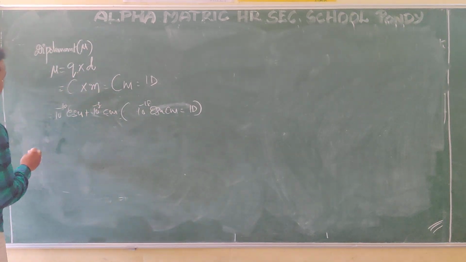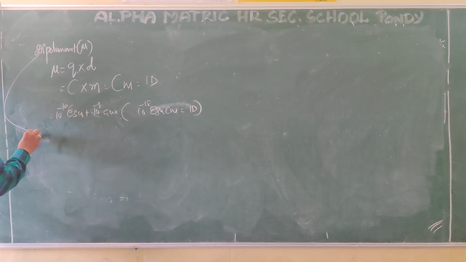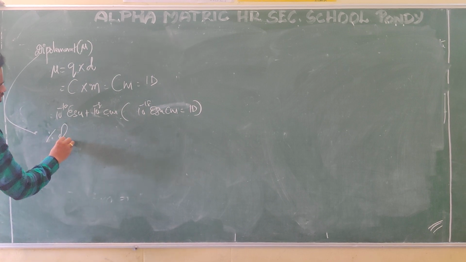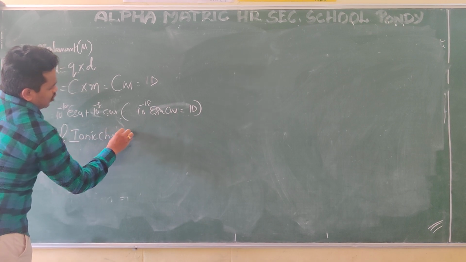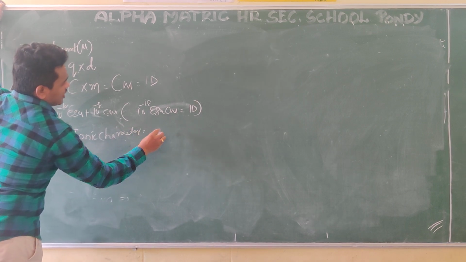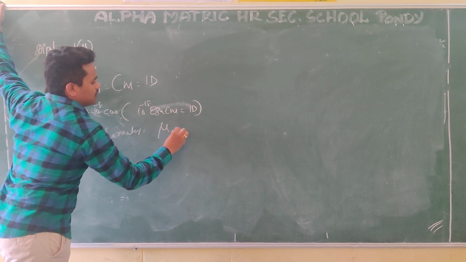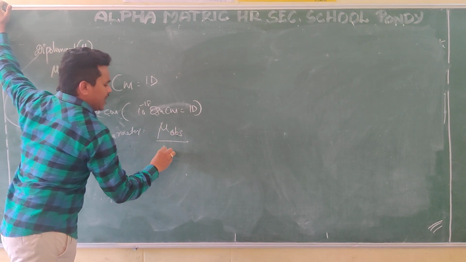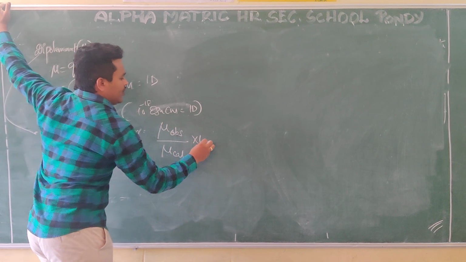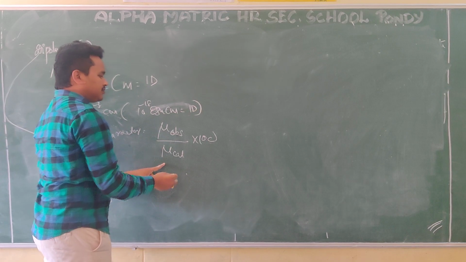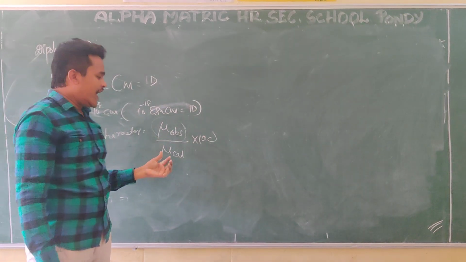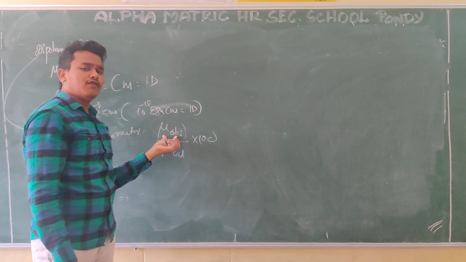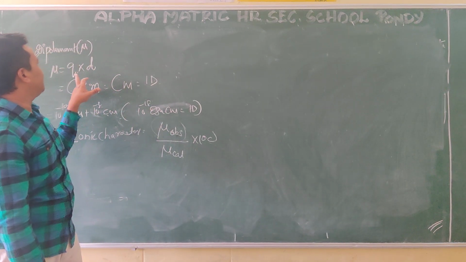It is useful to know the percentage of ionic character. How to find out this percentage of ionic character? Mu observed by mu calculated into 100. This observed value, they will give one of the things. For the other one, how to find the observed value? They will give the charge value.